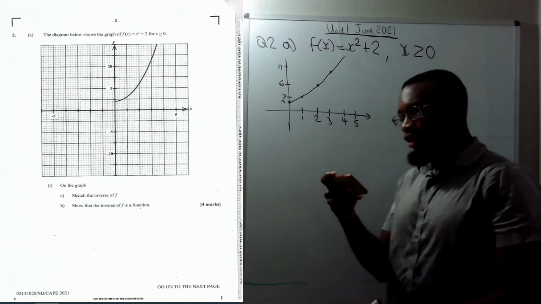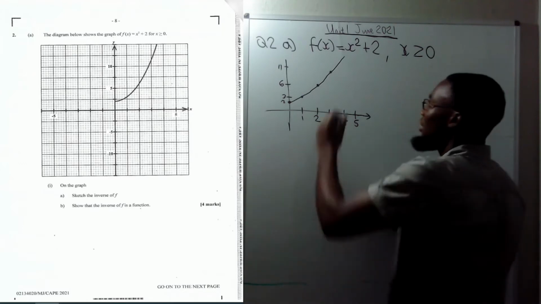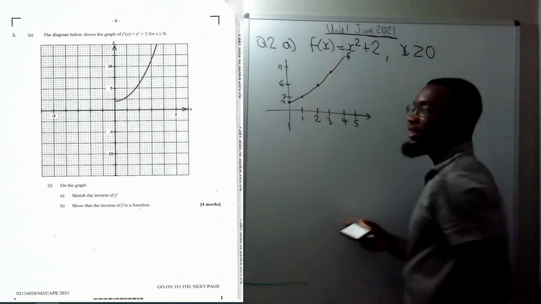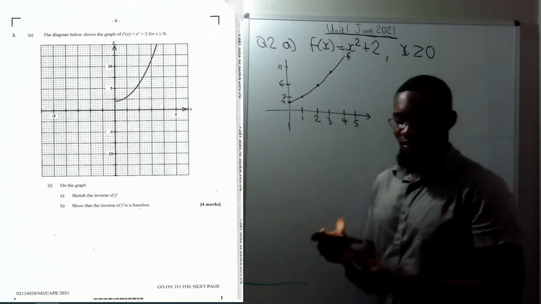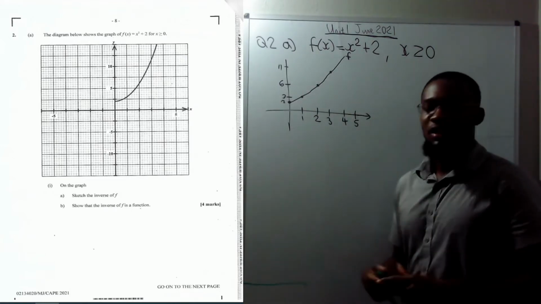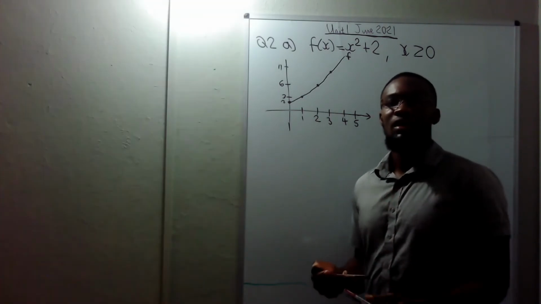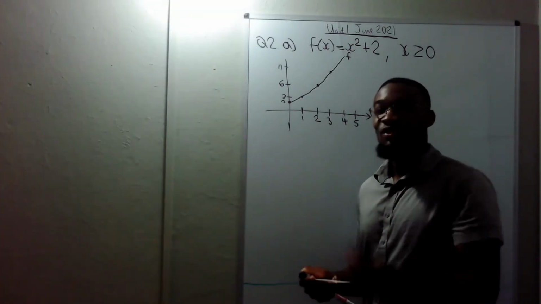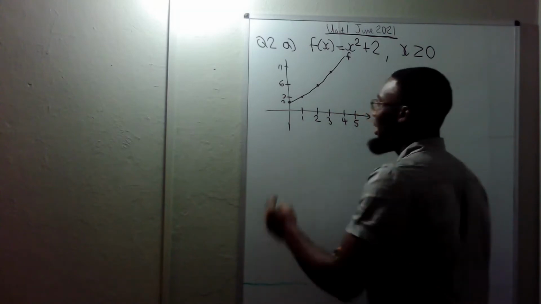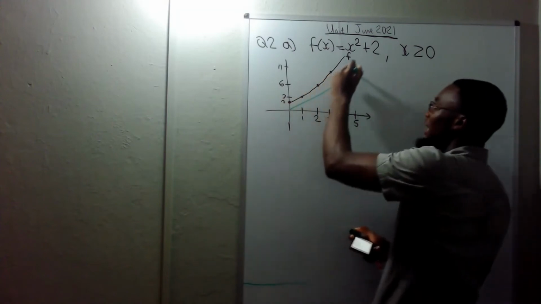Now, the first part of the question says sketch the inverse on the graph. So this is the function f of x. Now we need to sketch the inverse. Now remember, an inverse is the reflection of a function in the line y equal to x. So first thing, draw a line y equal to x.